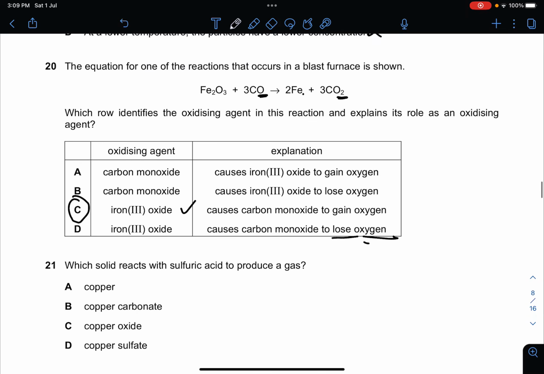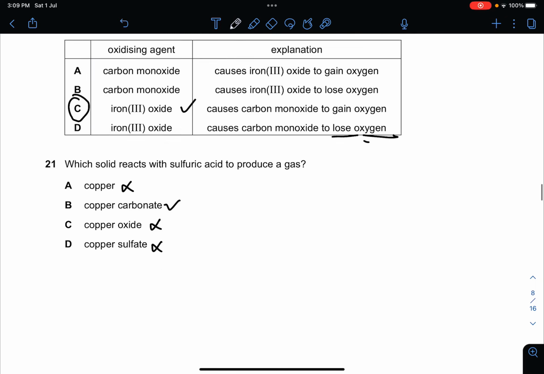So there's an increase in oxidation or increase in oxygen. Okay, my bad. Okay, which solid reacts with sulfuric acid to produce a gas? Copper cannot, because you need copper oxide to react. Copper carbonate, yes, can. Why? Because copper carbonate and sulfuric acid will form copper sulfate plus carbon dioxide plus water. Copper oxide plus sulfuric acid cannot, because it cannot react with each other. Copper sulfate cannot, because copper sulfate and sulfuric acid cannot react together. Okay, because it's the same thing. So the answer is B.